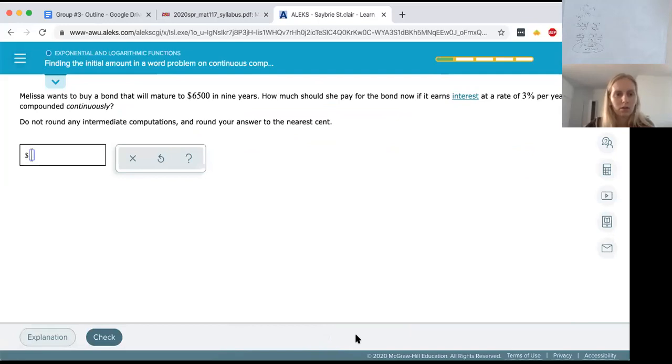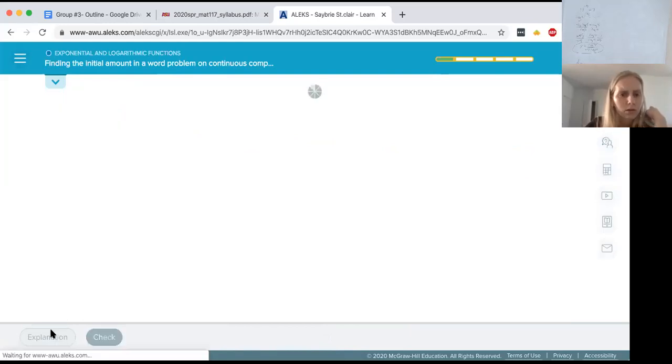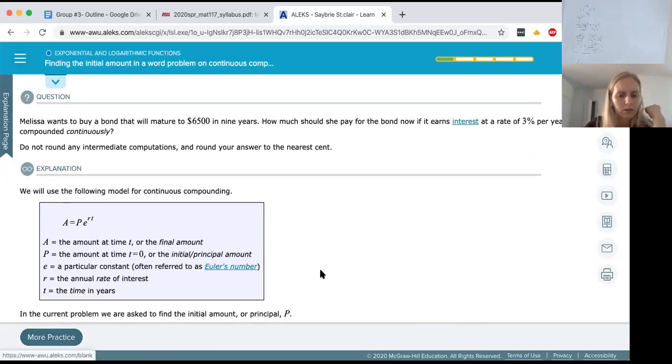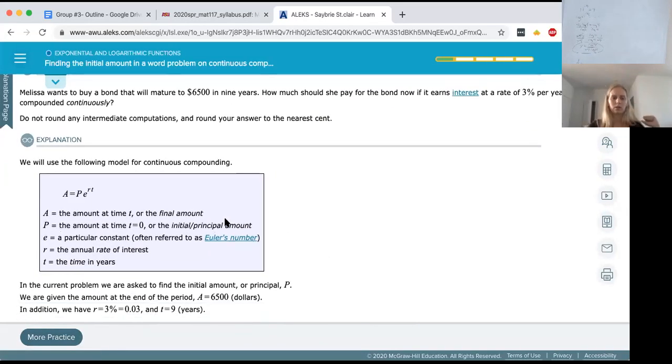Okay. Want to buy a bond that only charges 6,599 years. Okay, so compound interest. Let me look at the explanation. Compound interest, not too bad. It's the same as what we just did. 2% times 9 years. All right, that's pretty easy. Just plugged it in.